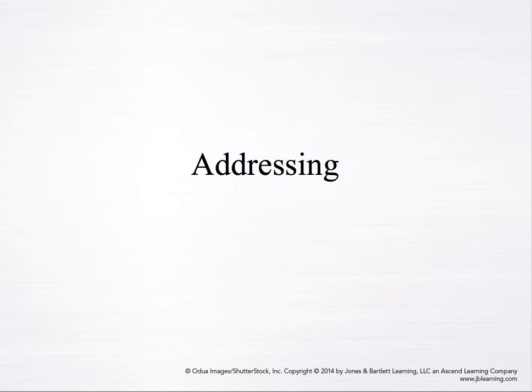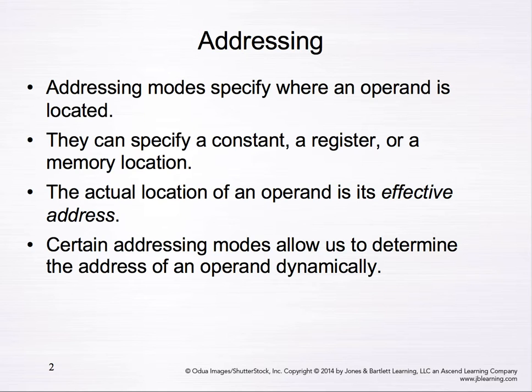So in this video, we talk about the addressing or address modes of the ISA. Addressing modes specify where an operand is located. They can be specified as a constant, a register, or a memory location. The actual location of an operand is its effective address. Certain addressing modes allow us to determine the address of an operand dynamically.